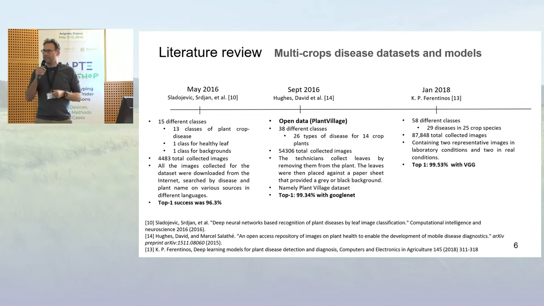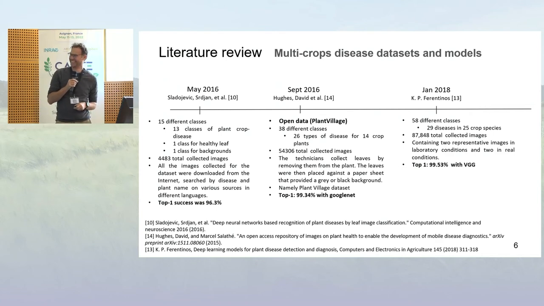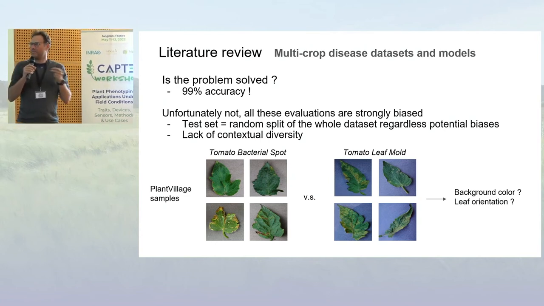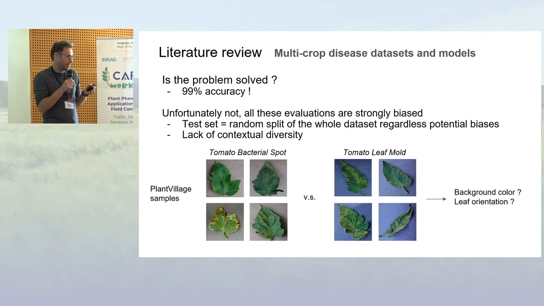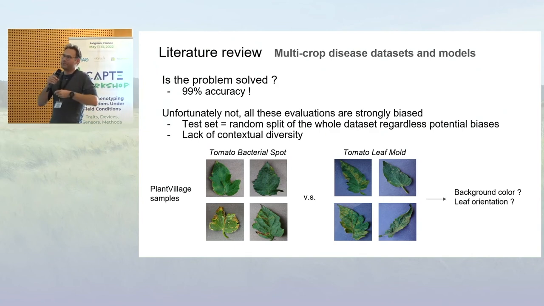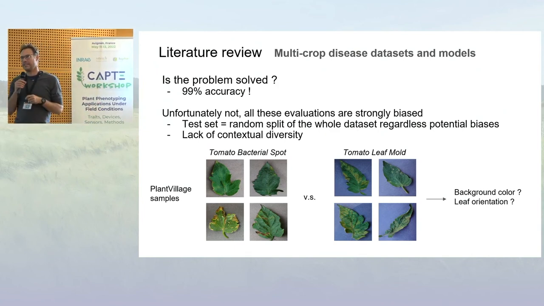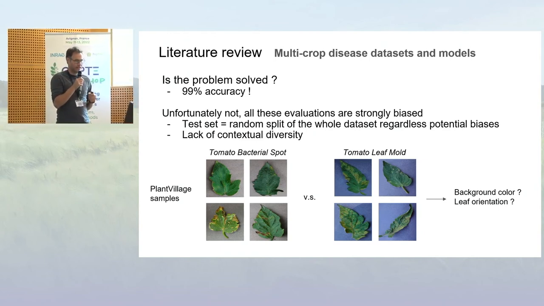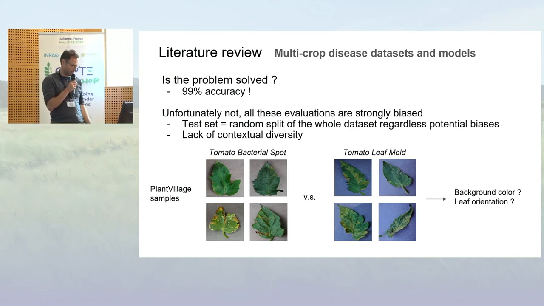As you can see, they reach very high accuracy levels, like 90.5% accuracy. My background is mainly in machine learning, so when I see such a score, I know there is a problem. So what's the problem? One of the first problems is in the split itself, the evaluation methodology. They just do a random split of the data, regardless of all the potential bias you can have. The second problem is a strong lack of diversity in the data sets, so it doesn't work at all in real world contexts.